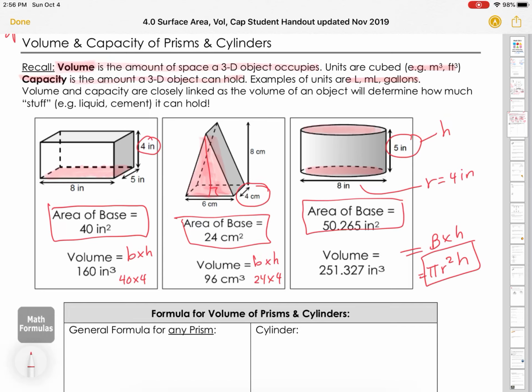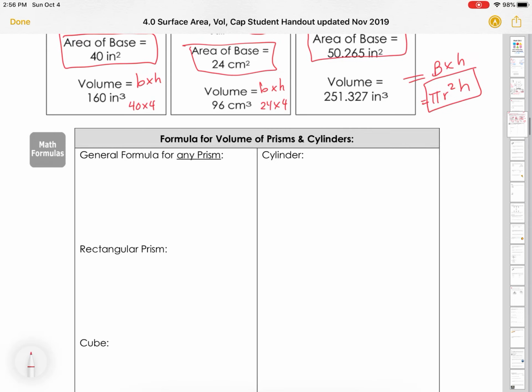Now, this is why I like volume better actually than I like surface area, because with volume, we have basically a formula. So the general formula for any prism is volume is equal to base times height, where B equals the area of the base, and H is the height of the prism.